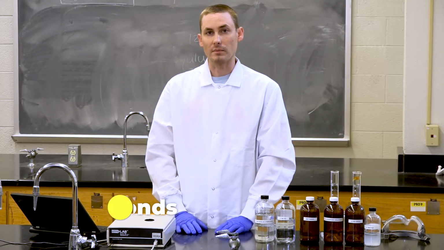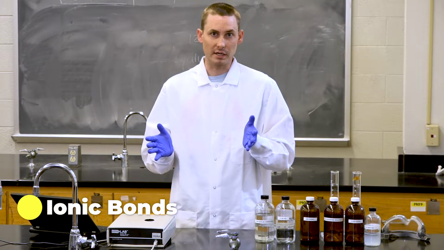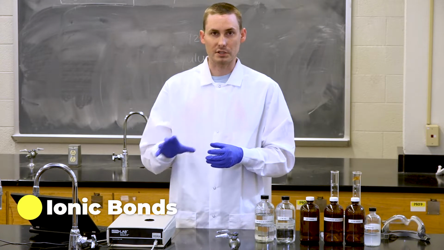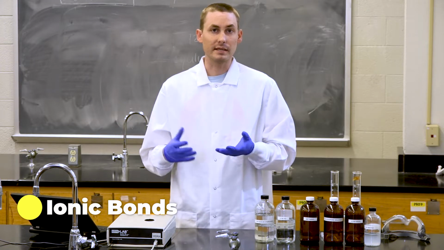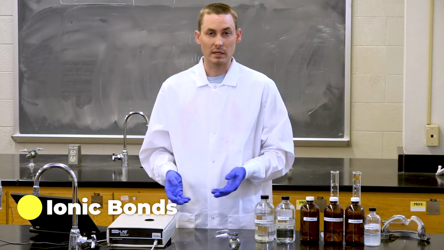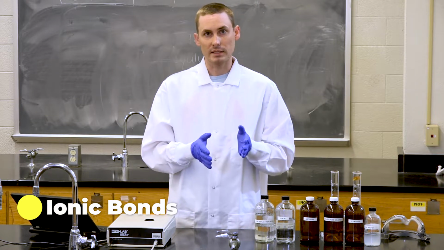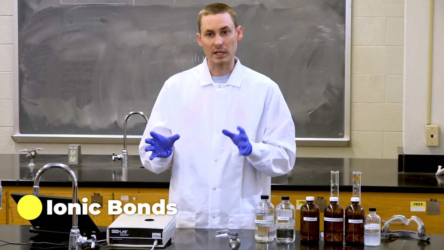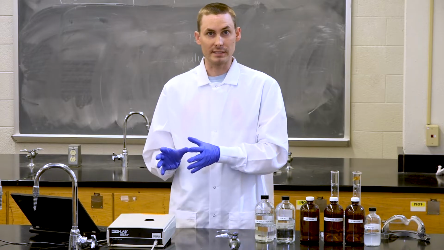Ionic bonds are bonds where the electrons are unshared, so that one of the atoms has more electron density than another atom. An example of this is sodium chloride. Sodium is more likely to be ionized, that is, give up an electron to chloride, and chloride is more likely to have higher electron density.